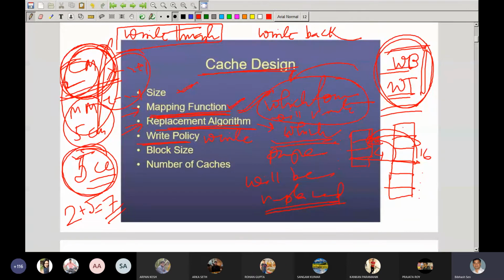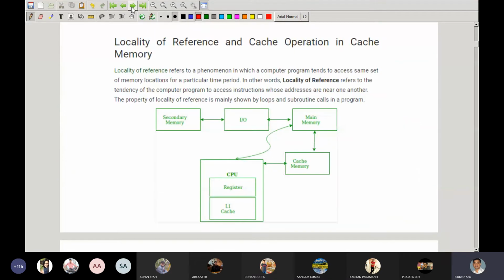Okay, and particularly the block size. Here block size means the individual location we mentioned in the cache is the block. If we increase the number of blocks, it has some advantages as well as disadvantages. So most of the time block size is a very important parameter. Then you will find the number of caches. That is a very important thing. Multi-level cache or single cache will follow later. So that I mentioned here.